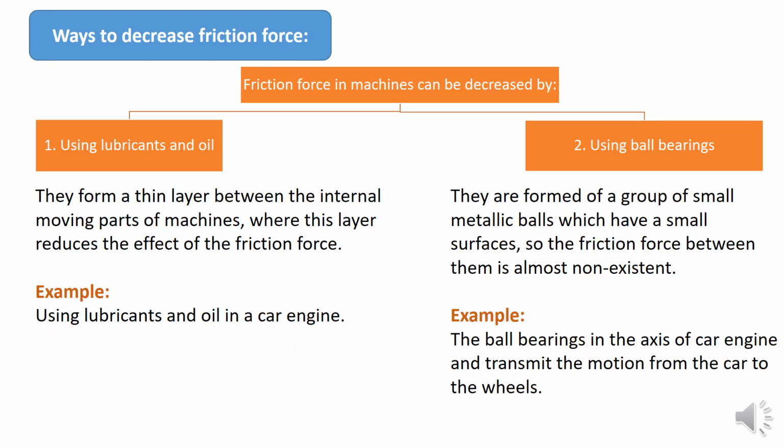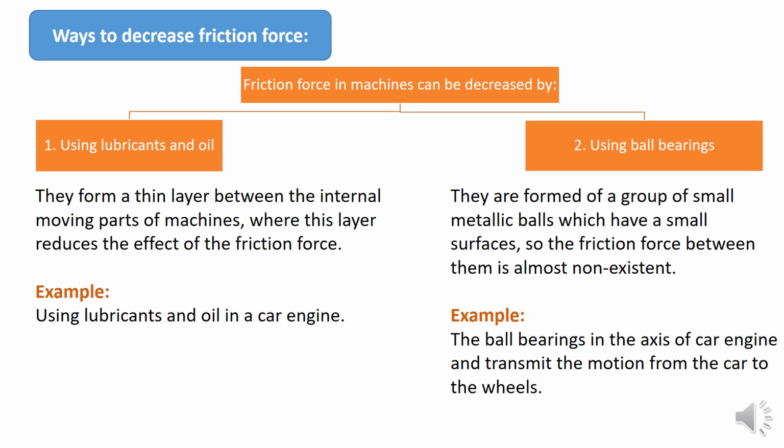Ways to decrease friction force. We can decrease the friction force by number 1, using lubricants and oil, and number 2, by using ball bearings. Using lubricants and oil, they form a thin layer between the internal moving parts of machines, where this layer reduces or decreases the effect of the friction force. For example, using lubricants and oil in the car engine.